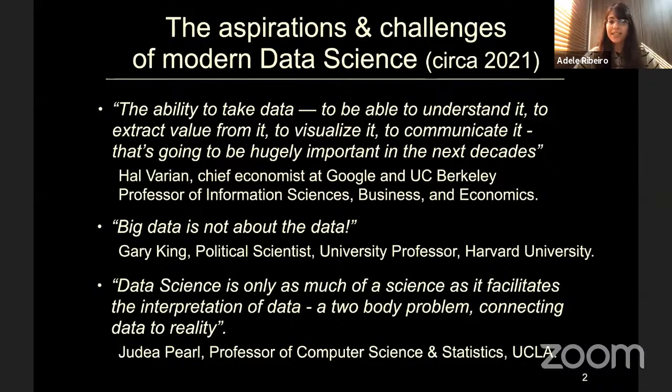In the first quote, we see that data is the central piece of data science, the key to everything. For Gary King, it's the opposite: it's not about data, it's something else. Maybe he's referring here to the reality where the data is coming from, the context in which the data has been collected. And Pearl has a view that combines both: data is important, but we need tools, we need a language, a whole theory to connect the data to the reality where the data is coming from. So we need to understand the data generating mechanisms to actually do data science in a scientific way.